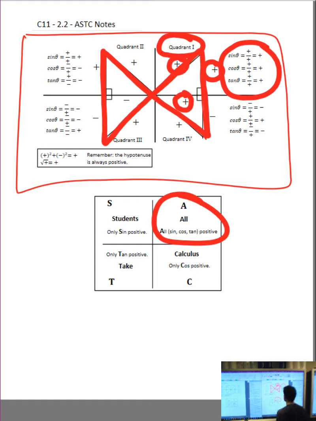Because sine is opposite over hypotenuse. The opposite is positive and the hypotenuse is positive. And go through that for cos and tan.